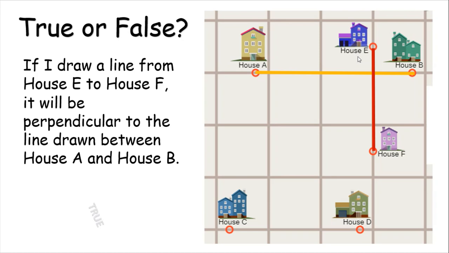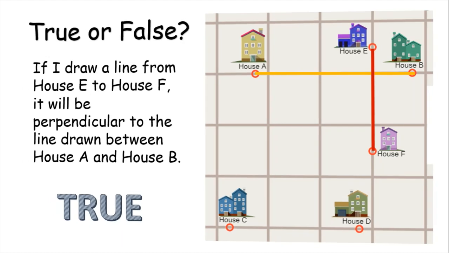And the answer is true, because they are meeting those lines at a perfect right angle. They're perfectly straight to each other. There's not one that's slanted, and it would be a right angle there. It is a perfect corner. It looks like a perfect right angle. Okay, let's have a look at another one. So that one was true.